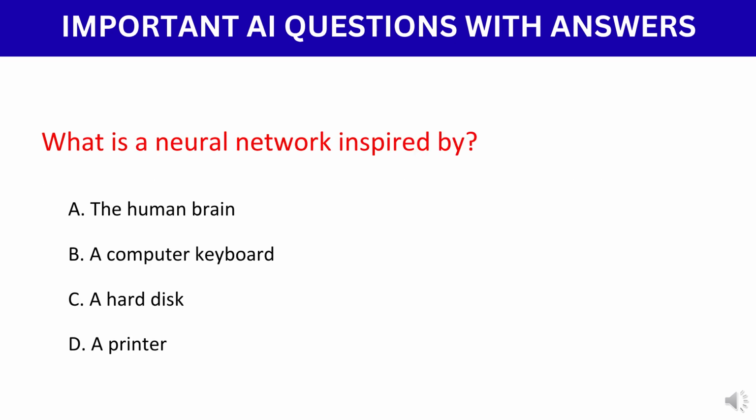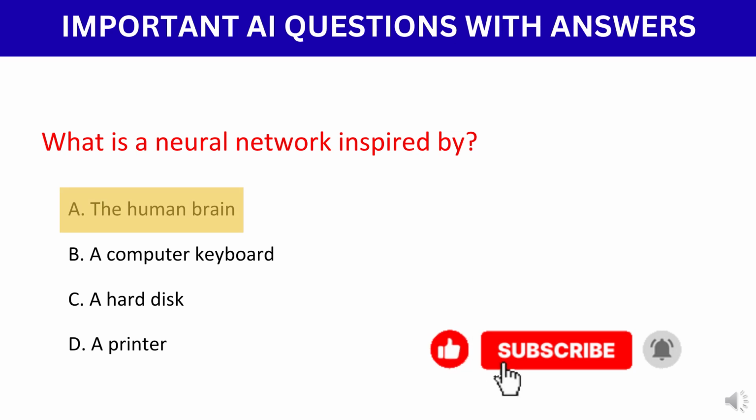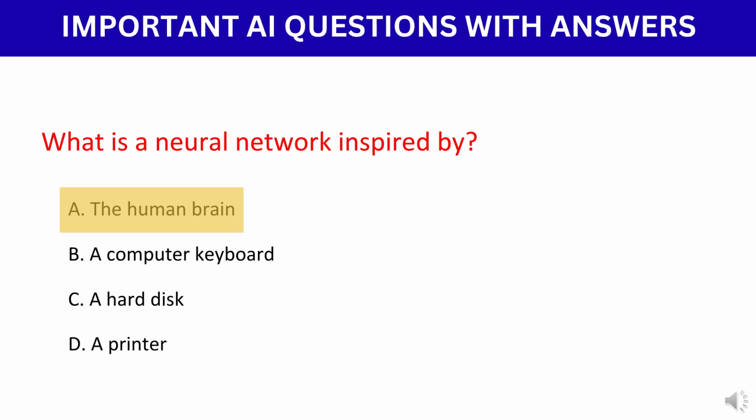Question number 8. What is a neural network inspired by? Option A. The human brain. Option B, a computer keyboard. Option C, a hard disk. Option D, a printer. The correct answer is option A, human brain. Artificial neural networks are inspired by the way biological neurons in the human brain process and transmit information.